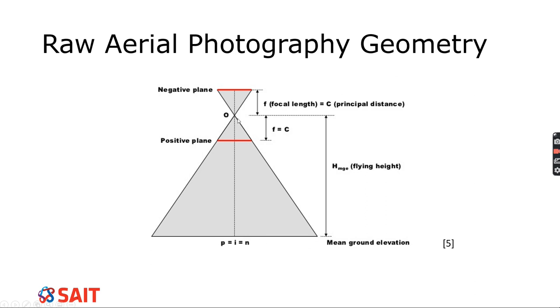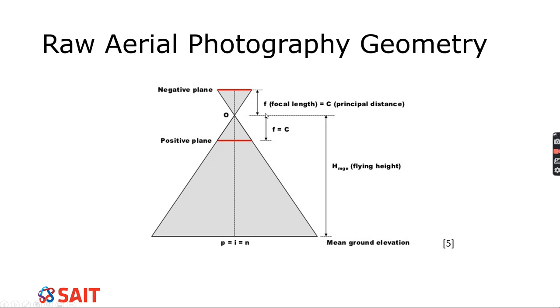So this big triangle on the bottom here is on the ground. This is the ground all the way across here, and wherever that average ground elevation is, then we can calculate it up to the flying height, which is this h here. So these are the vertical pieces of information we need to know.